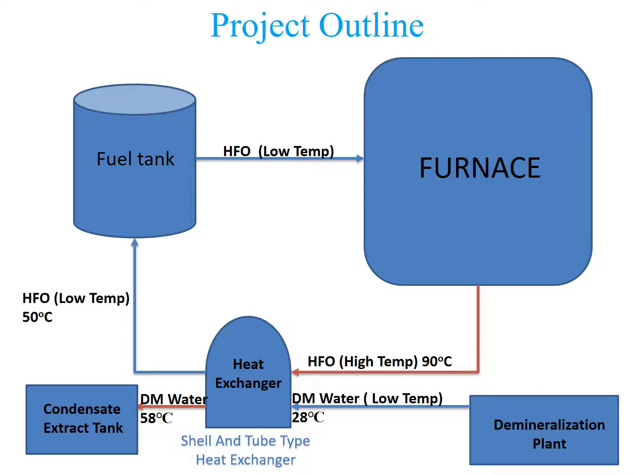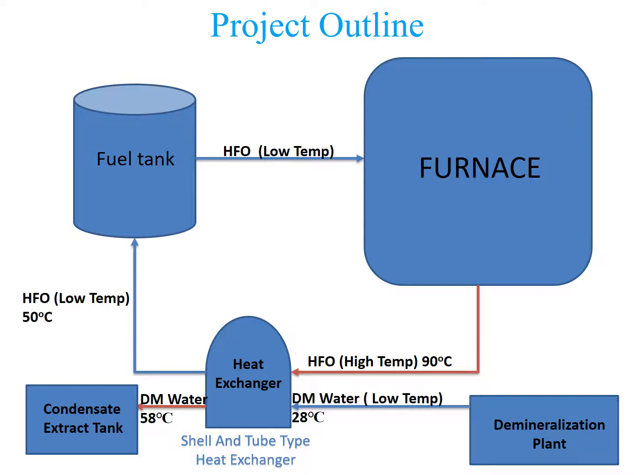The HFO supplied from the fuel tank is at a very low temperature of about 30 to 40 degrees Celsius. It is in a thaw state form. From the furnace, the HFO is then sent to the heat exchanger. At this point, it is at a high temperature of about 90 degrees Celsius. So there has to be a heat transfer, which is done at the heat exchanger.